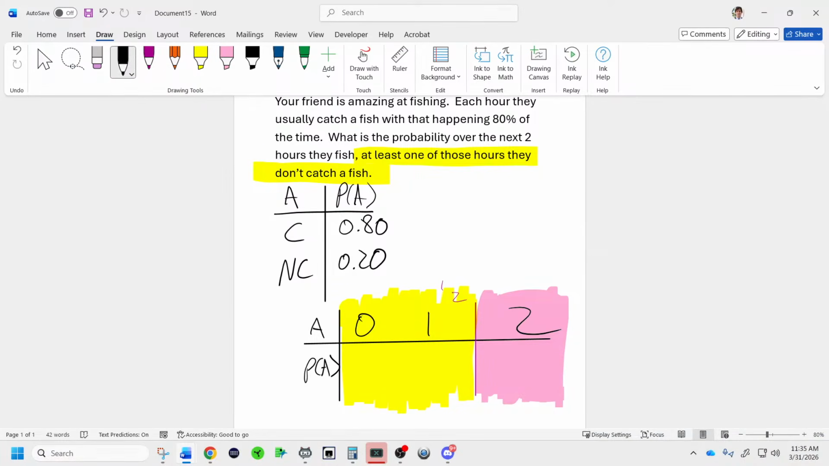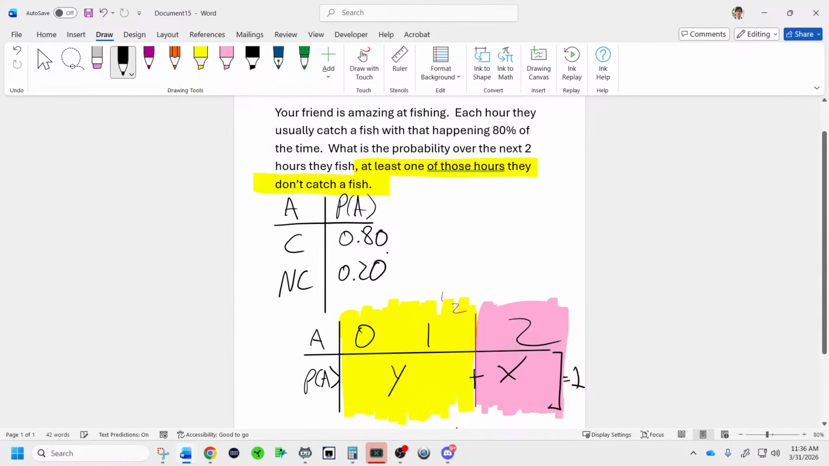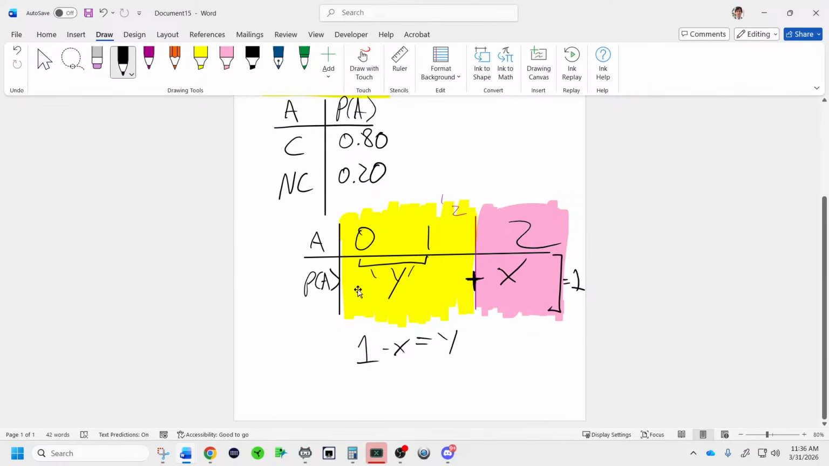So I'm going to call that X, and we're going to solve for Y. Because this is the full table, it equals 1, which means we can rewrite this as 1 minus X equals Y. This is X plus Y equals 1, because we have everything listed. Y is the probability of 0 or 1. Does that make sense? At least 1 hour they don't catch a fish is 0 hours catching a fish, or 1 of the hours catching a fish. We're not interested in the case where both hours they catch a fish.